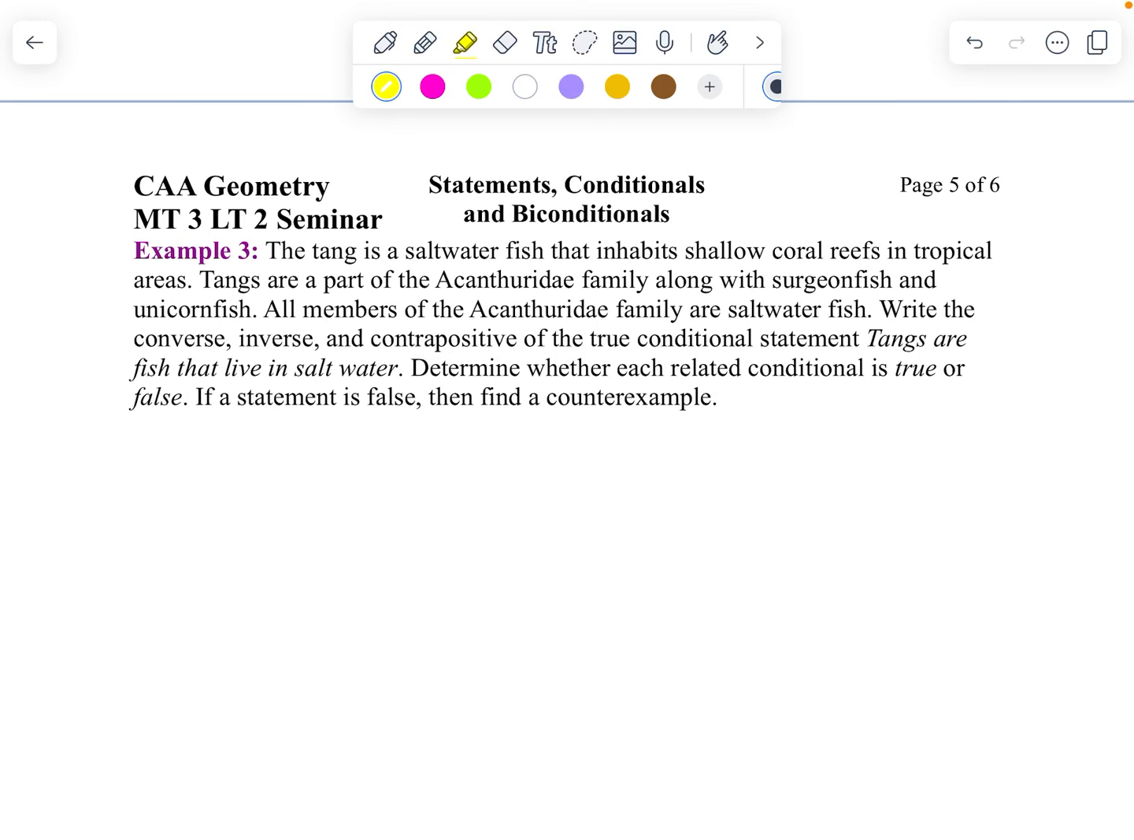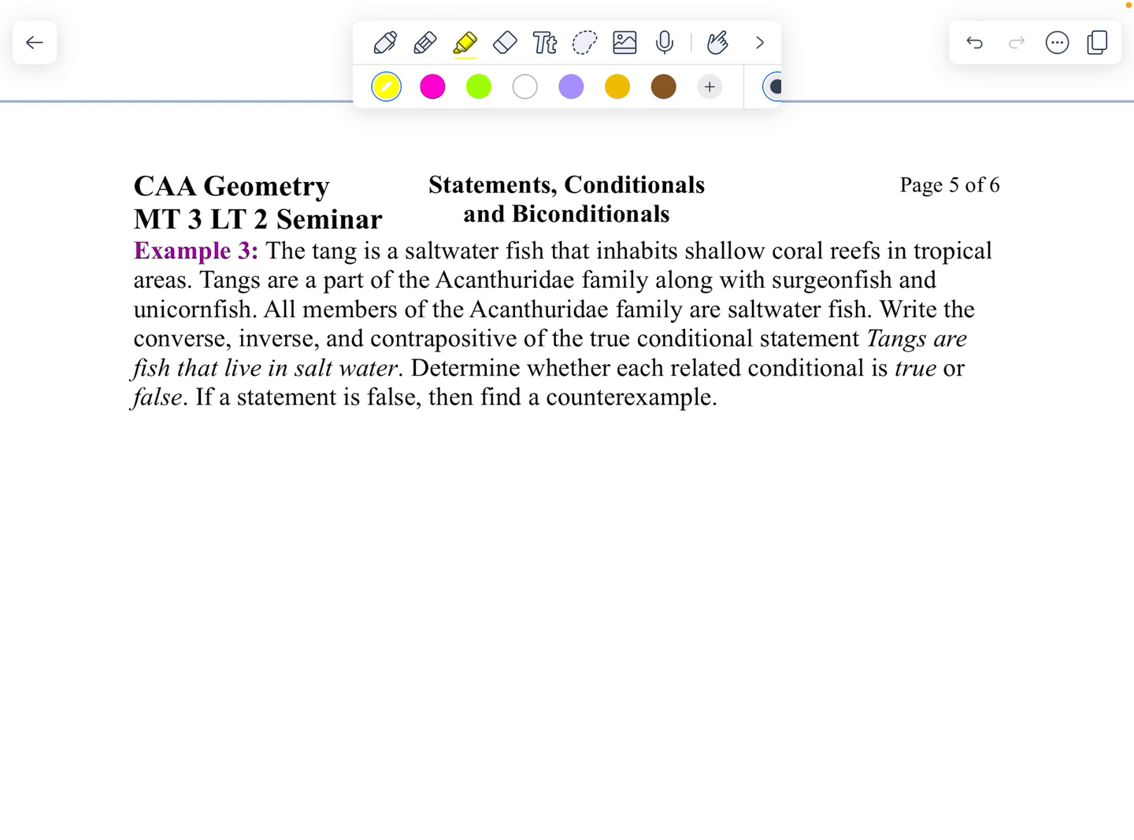In example 3, let's write each of these out. We got a lot of big words here. It says the tang is a saltwater fish that inhabits the shallow coral reefs in the tropical areas. Tangs are part of the Acanthuridae family with surgeonfish and unicorn fish. All members of the Acanthuridae family are saltwater fish.